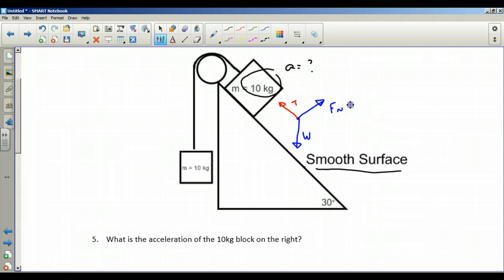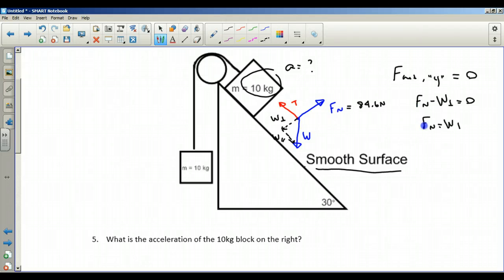Our normal force we found before was 84.6 newtons. That's because in the y direction, or I guess the new y direction, F net is equal to 0. And as we break down our weight component, we have this weight perpendicular and weight parallel. So our normal force minus our weight perpendicular is equal to 0. So normal force is equal to weight perpendicular.